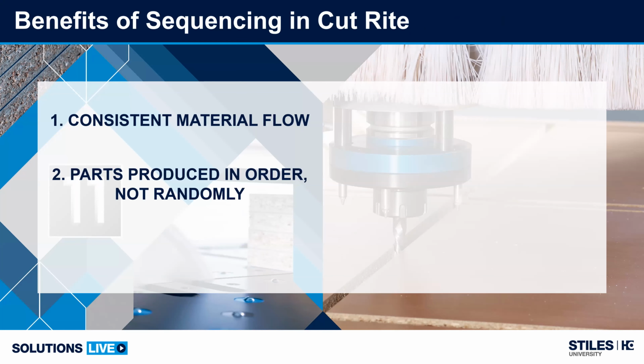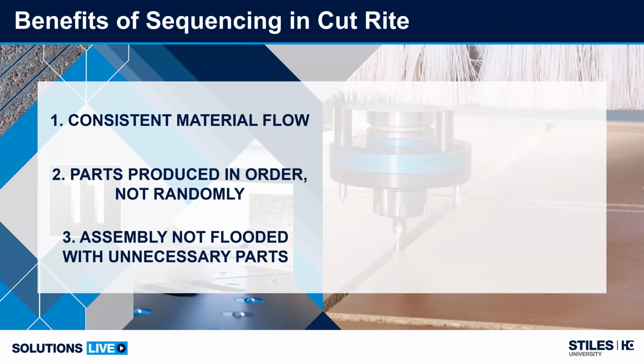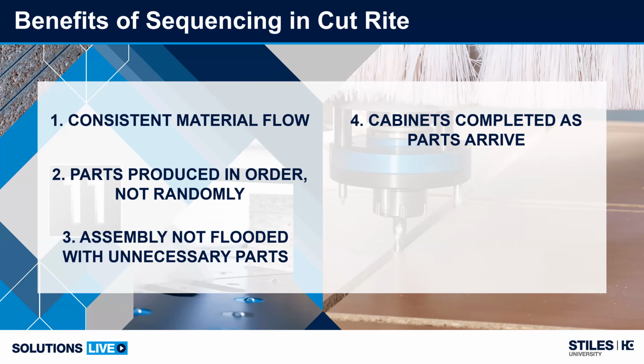Get your parts produced in order, not randomly, right? Not based on whatever the part list has in it and what the material list says. Assembly is not flooded with unnecessary parts. Right? We get the cabinets completed as parts arrive as much as possible. There's a lot we can do to control that.